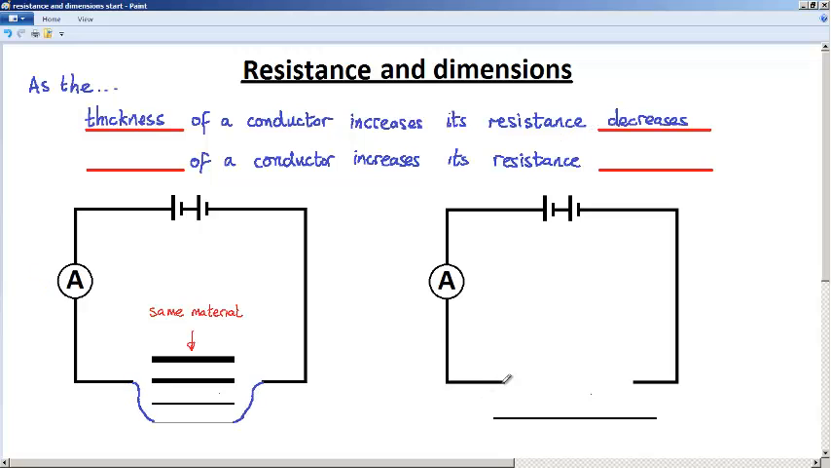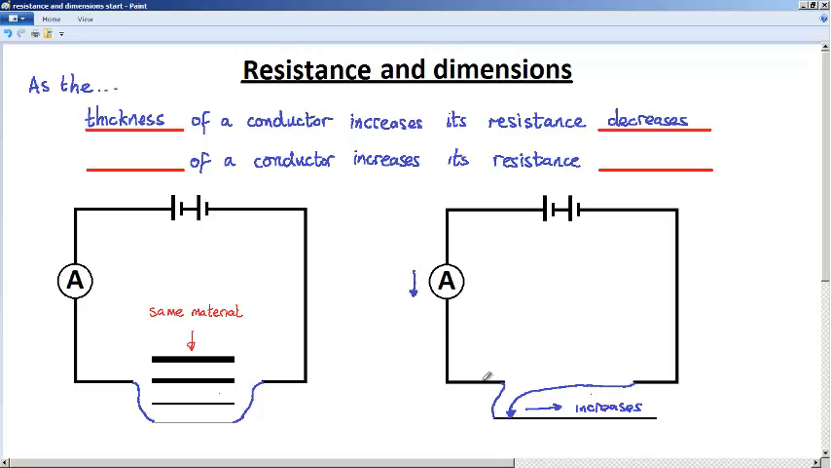Now in this next experiment, rather than change the thickness, we're going to change the length of the conductor present in the circuit. So I'm going to take a sliding connector, like that, and I'm going to gradually move it along the length of this conductor. So the length of the conductor present increases, and as I do that I'm going to observe the current flowing in the circuit, and I will see that as the length increases, the current flowing in the circuit decreases.